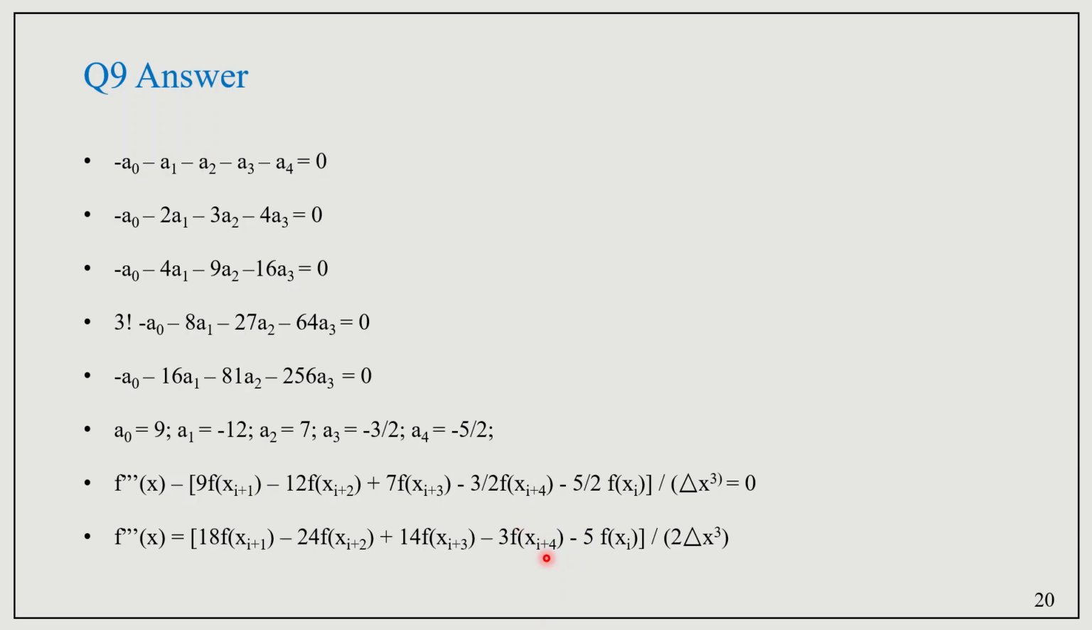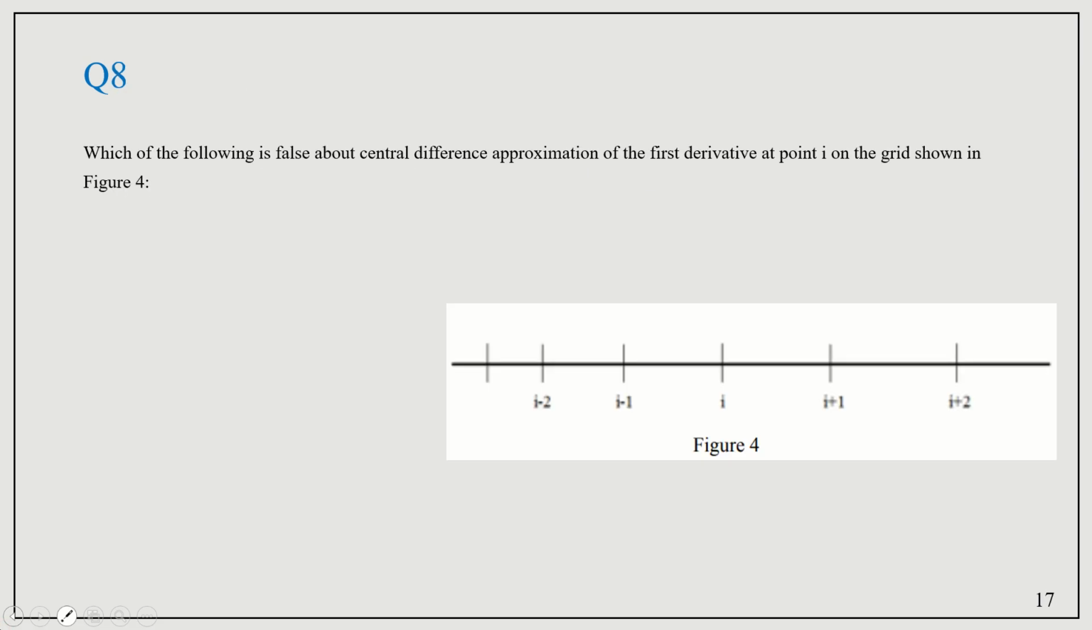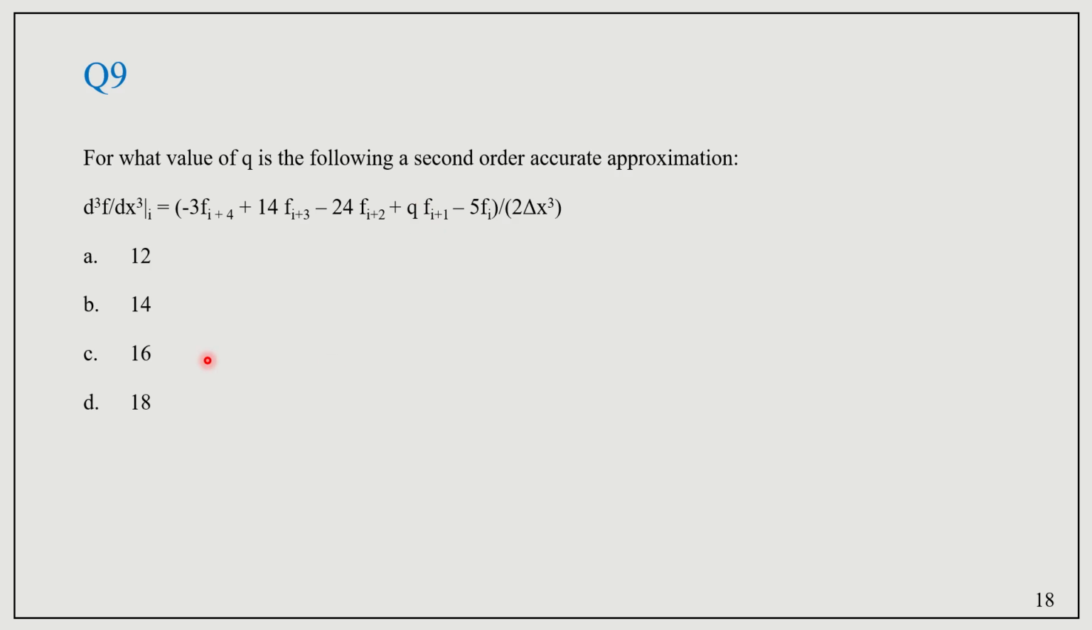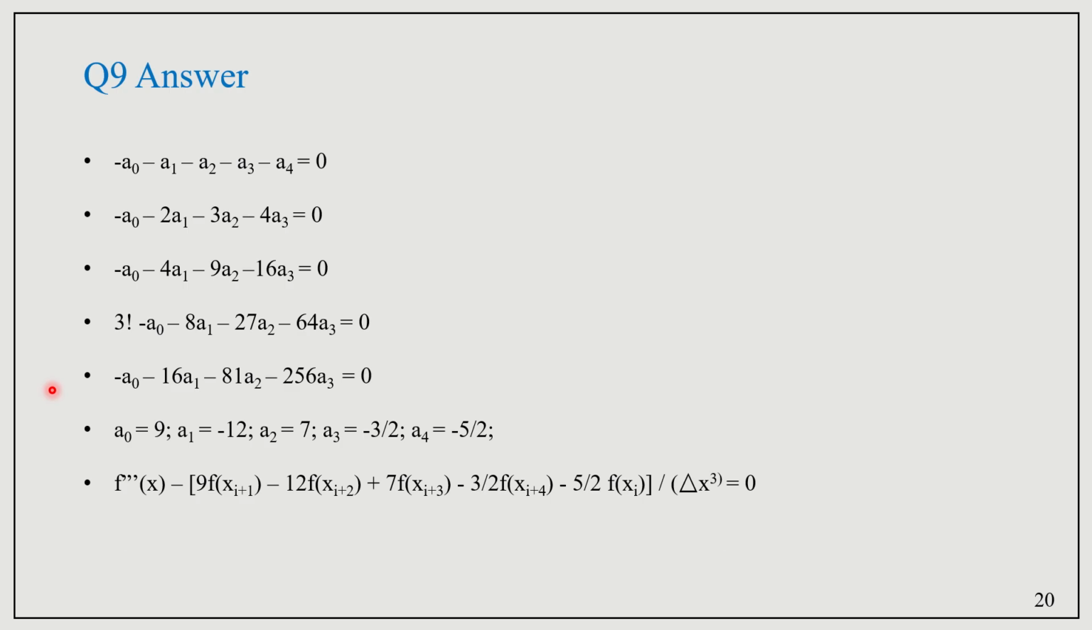So what is asked in the question? We are asked to find the coefficient of f of x at i plus 1. So the coefficient is 18. For f of x at i plus 1, the coefficient is Q. Q we have now found out as 18. So 18 is the right answer, which is option D. Now we are clear, so now we will go to question 10.